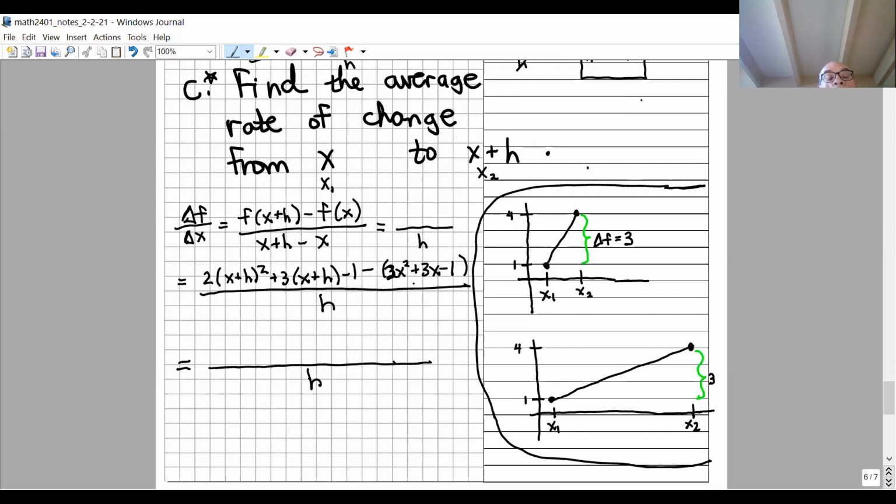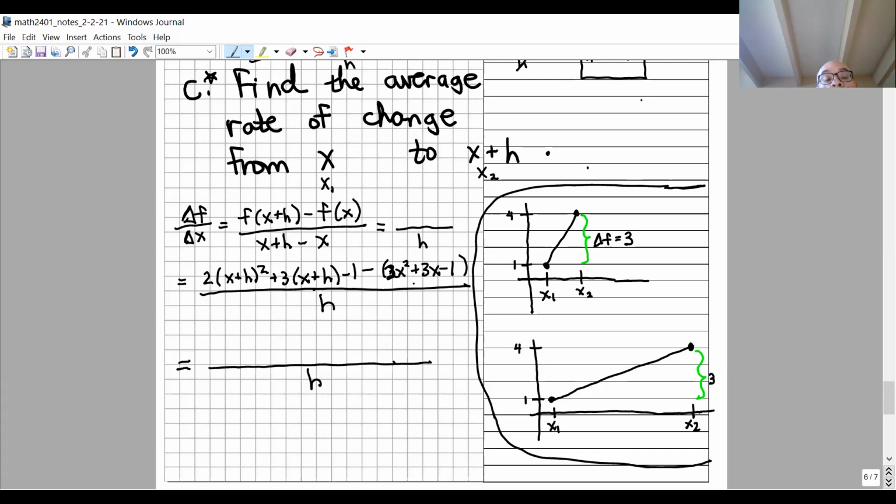It's simplified, right? But can you take the x plus h and square it, multiply it by the 2, multiply the 3 times the x plus h? Don't forget you have this minus 1. Then you have to subtract off, remember, this is 2, then you have to subtract off 2x squared plus 3x minus 1. You're going to have some like terms. Those will all add together.